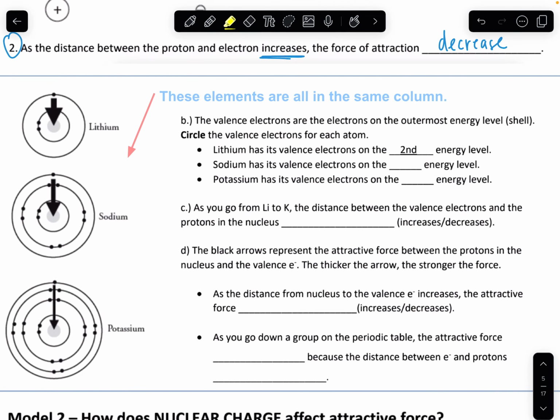So, if we think about on the periodic table, as we go down that column, we get more and more energy levels, right? Because our electrons are increasing. And so our valence electrons are basically staying the same, but the distance between those valence electrons and the nucleus is increasing. So this relates to that concept that we just said, that as the distance between those two particles increases, our attractive force is going to decrease.